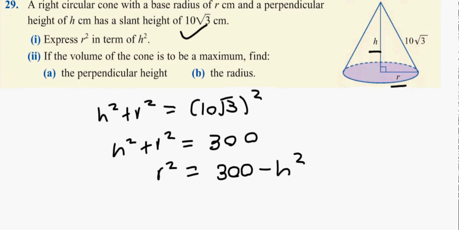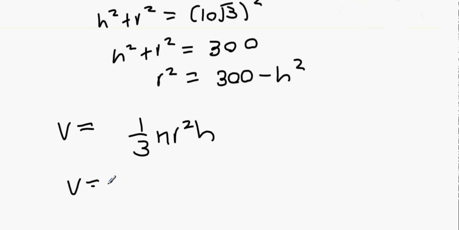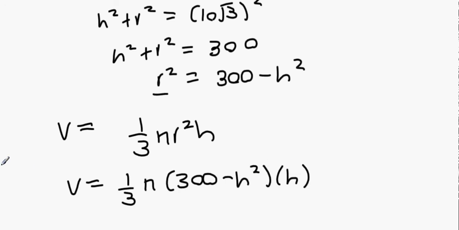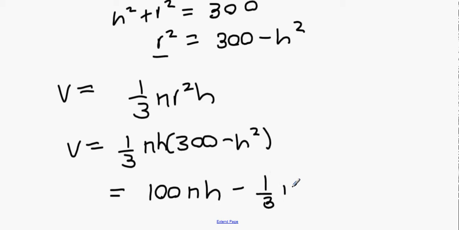Done. Now, to find out the cone's maximum, find a) the perpendicular height and b) the radius. Well, the volume of a cone is a third pi r squared h. We replace r squared, so we get a third pi (300 minus h squared) times h. We bring the h to the front and multiply it out. A third of 300 is 100, so we get 100 pi h minus 1/3 pi h cubed.